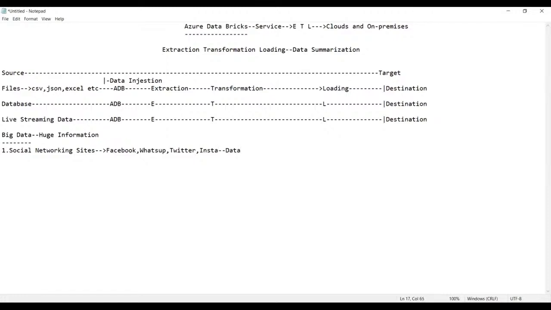So basically, this is a business, and from the business we get the data. And the data, we put it in the form of files, or whatever type you have. And these files we get into ADB, that is Azure Databricks, and perform the job of extraction, then transformation, and then loading. And loading into what? Finally, the destination.